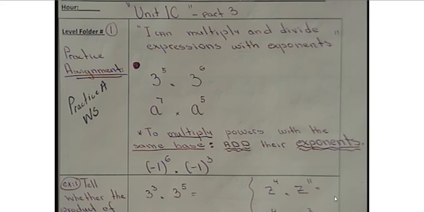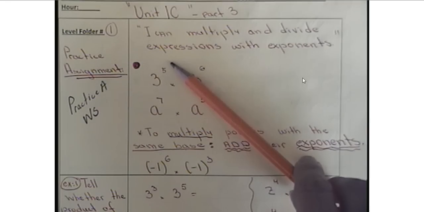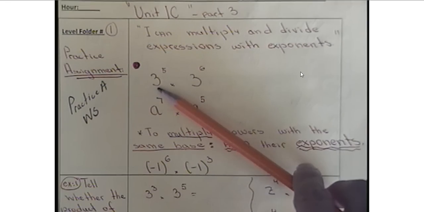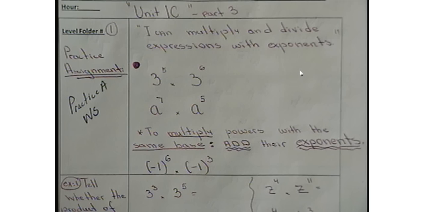The unit will also have 3 missions. So mission 1 is: I can multiply and divide expressions with exponents. In one of the missions in Unit 1B, we discussed basic exponents. So we learned that if we have a power with a big number and a tiny number, the big number is what we call the base, and the tiny one is what we call the exponent. In this lesson, I will show you how to multiply two powers and how to divide two powers.